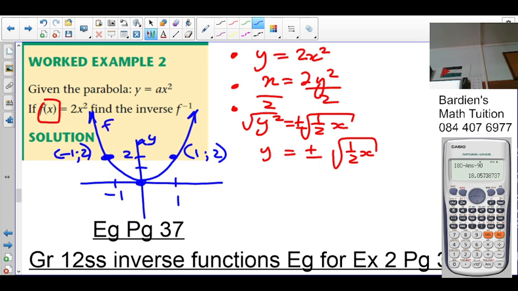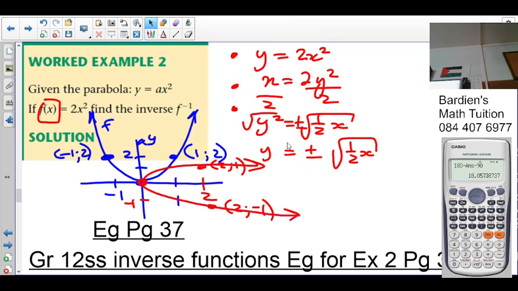This is the function. With that, I go with the inverse function. 0 and 0. This 1 and 2 becomes 2 and 1. This negative 1 and 2 becomes 2 and negative 1. So there is that graph, and it's reflected in the line y is equal to x. Do you guys understand that?